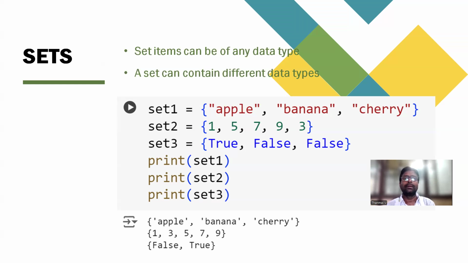You can see here set 1. In set 1, it contains an apple, banana, and a tree. Your elements are the strings.